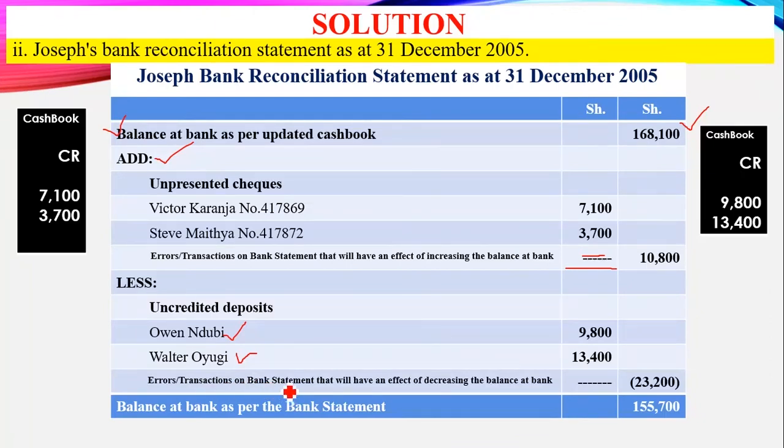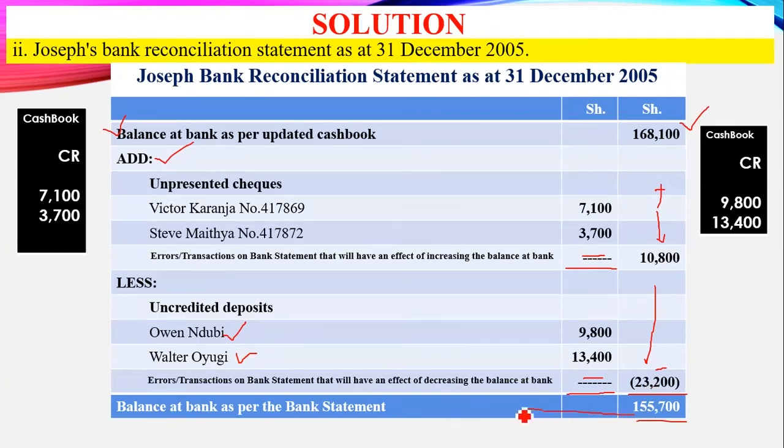We don't have any errors or transaction on the bank statement having an effect that will decrease the balance at bank. So you just put a dash there, get the total. 9,800 plus 13,400 will be 23,200. So again, now take this, add that, then you minus. We are minusing 23,200 to get 155,700.